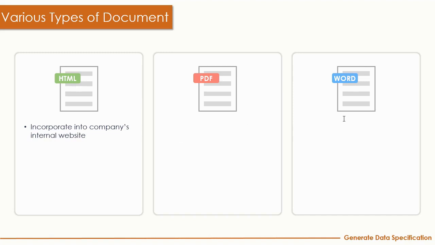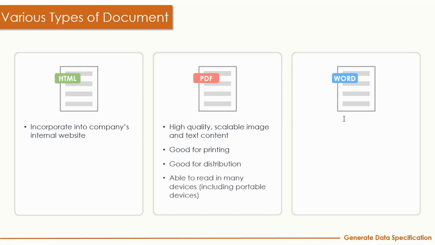If you put it in a PDF file, it is a high quality scalable image. I stress scalable: when we export to PDF, we do not just extract the image and put it into the PDF. We put it in as a vector graphic, so you can zoom in and zoom out easily. It is also good for printing and distribution, because most devices, including tablets and mobile phones, can read PDF without any problem.